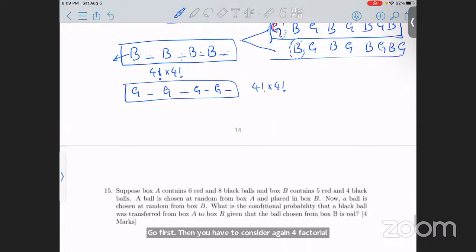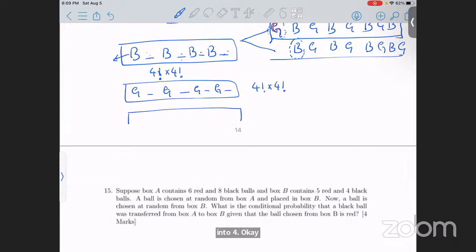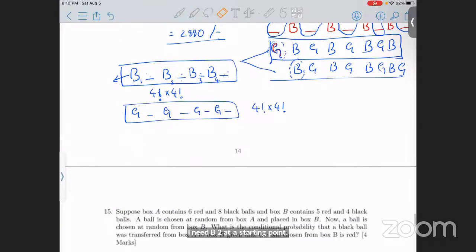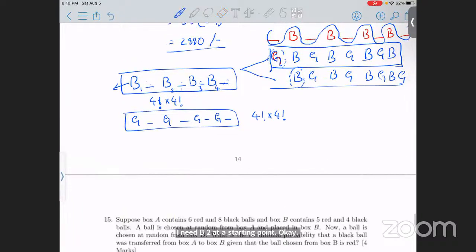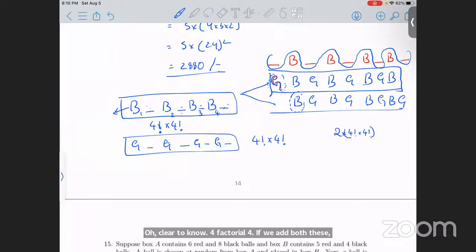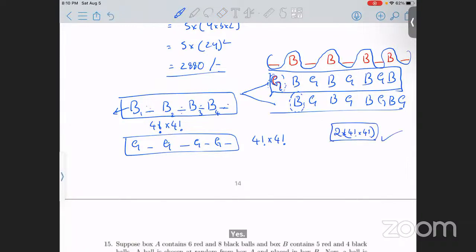Now some other fellow comes and says, okay, I need B1. Let B1, B2, B3, B4. B1 is first. Some other fellow says I need B2 at the starting point. Okay, let's suppose. Clear till now? 4 factorial into 4 factorial. If we add both these, what will happen? 2 into 4 factorial into 4 factorial. You are telling this is the answer.